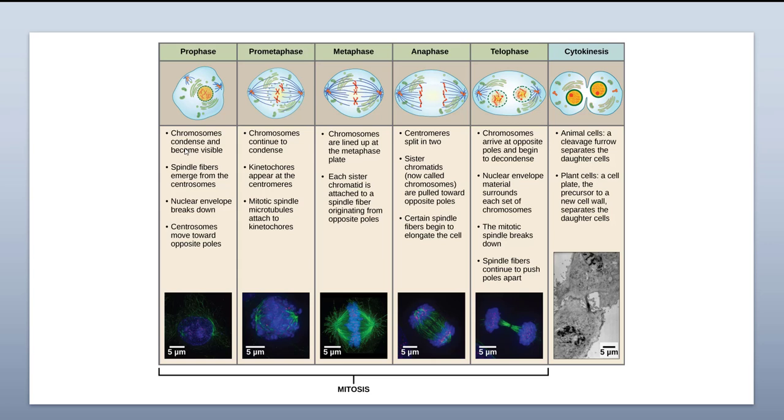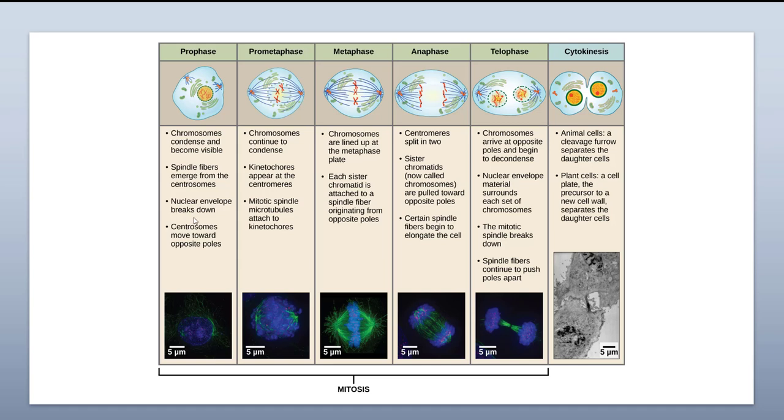Okay, so in prophase, remember the chromosomes condense. Well, in telophase it's the opposite. Chromosomes start to decondense, they start to unravel. In prophase, the nuclear envelope breaks down. Well, the nuclear envelope starts to reappear in telophase. And during telophase, you end up with two nuclei present.